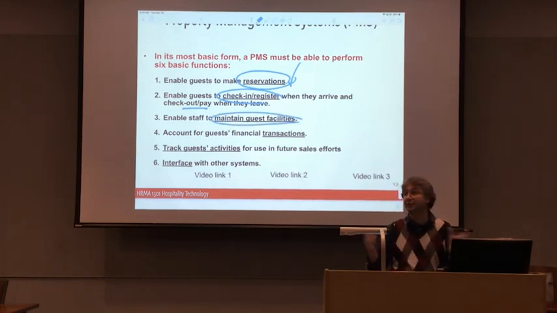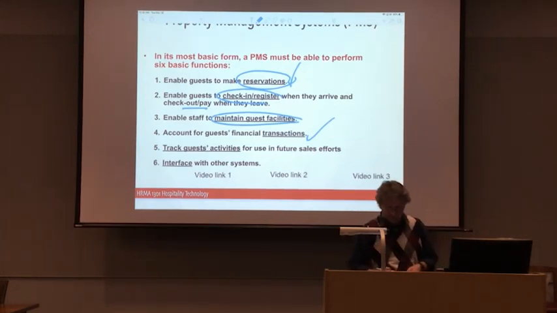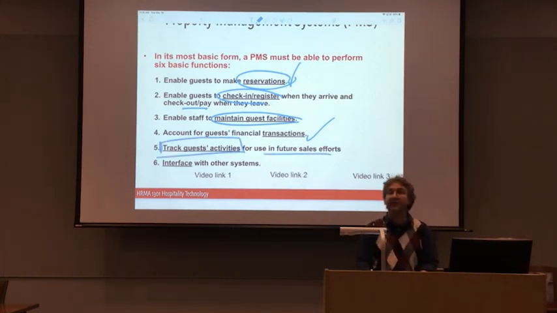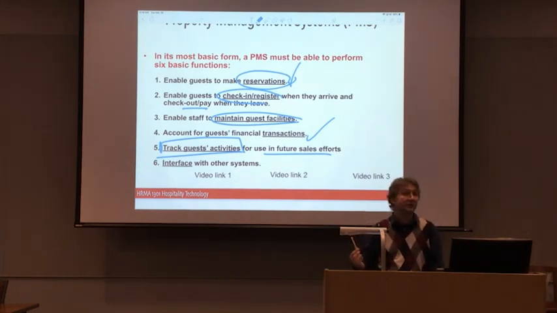So you'll know when a room is available, when it's not available, when it's clean or not clean. Account for guest financial transactions, so know how much money you should receive from each room. You can use that for forecasting. Track guest activities to use in future sales efforts. So that's really important. Again, I cannot emphasize enough the ethical aspects of learning all this information about the guests, right? You collect it, use it for something that is good, right? Then discard it if you don't use it.